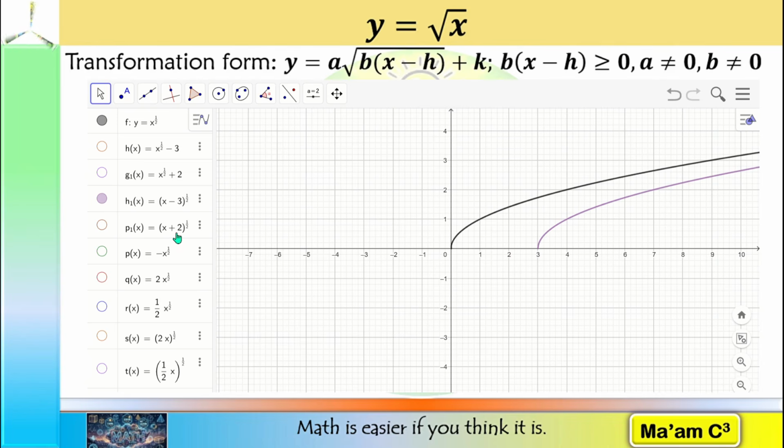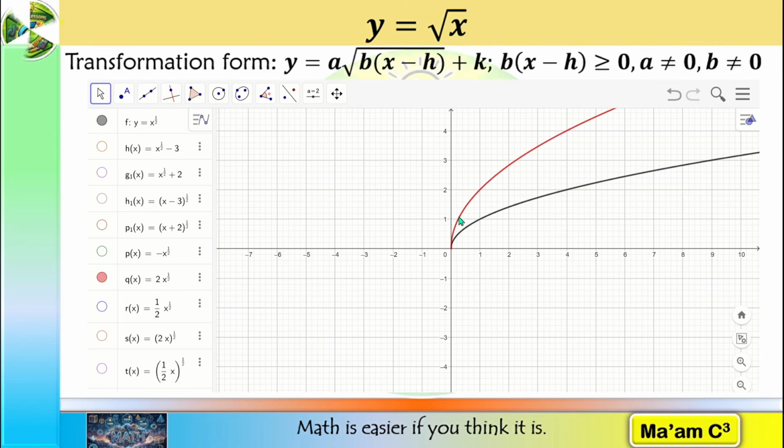Now, what if I add positive 2? What will happen? The graph moved 2 units to the left. This is our h. Now, what happens if I put a negative here in front of the square root of x? Let's see. Our graph reflects across the x-axis. Now, what happens if I put 2 here? When my a is greater than 1, positive 2, what will happen to the graph?